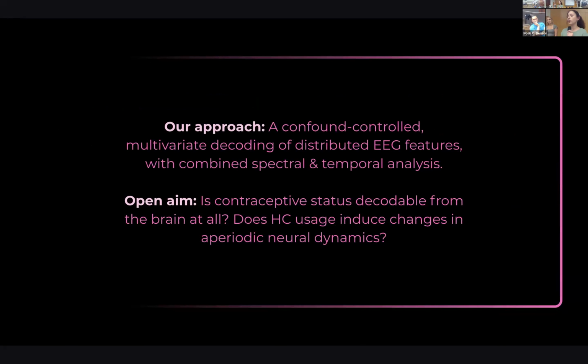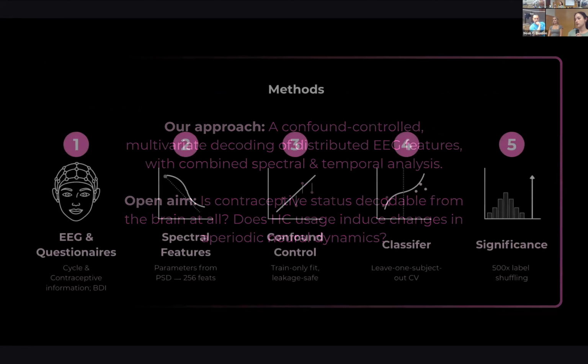And so in our project, we wanted to do a confound-controlled multivariate decoding of distributed EEG features with combined spectral and temporal analyses. The overall question is: is contraceptive status decodable from the brain at all, and does hormonal contraceptive usage induce changes in the aperiodic neural dynamics?